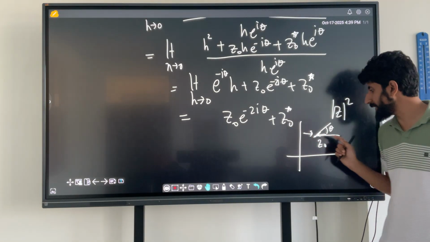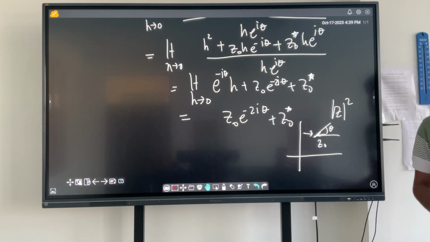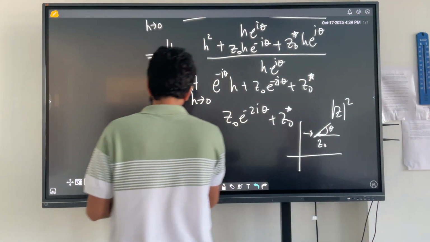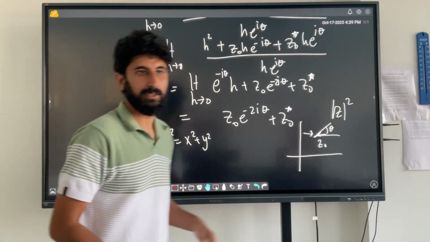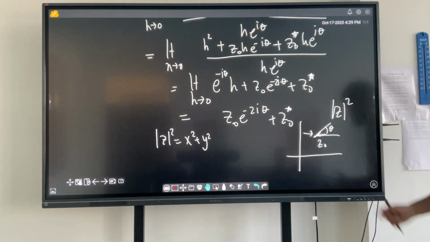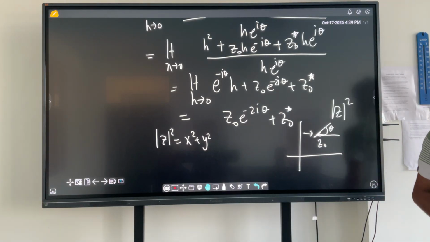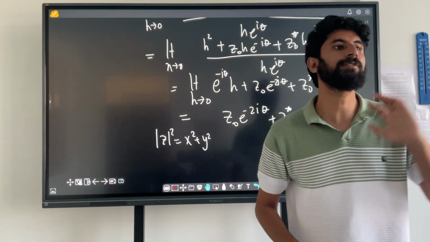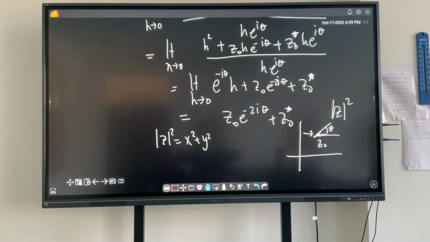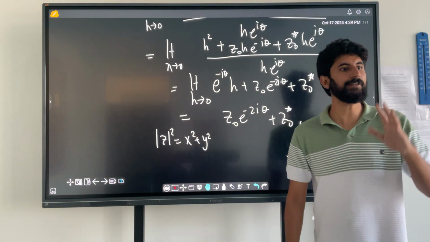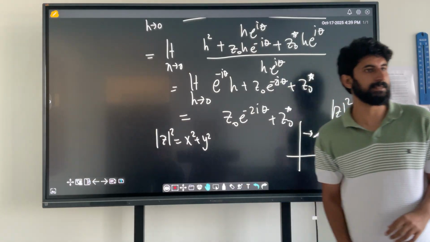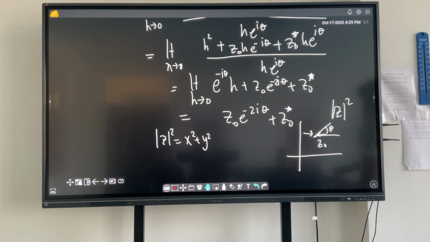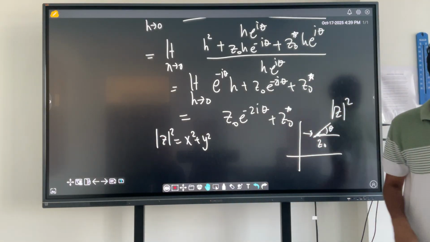So this function is real differentiable, which is indeed true, because this function mod z square is just x square plus y square. This is a nice function. It's a real function, and it's differentiable. But it's not complex differentiable. And that's why we need a different word, complex differentiability. If I had said it is differentiable, that would have been in the real sense. This function mod z square is differentiable at any point z0.